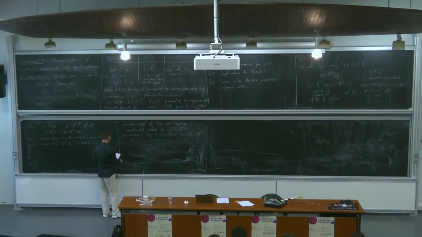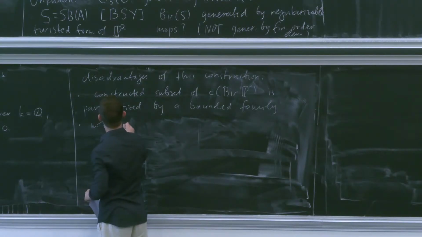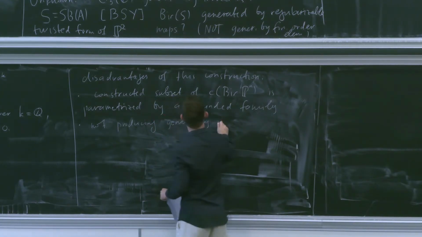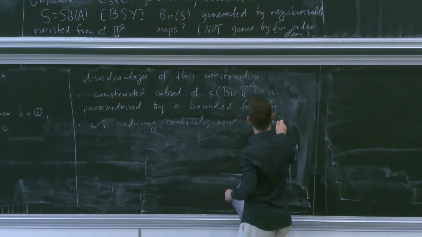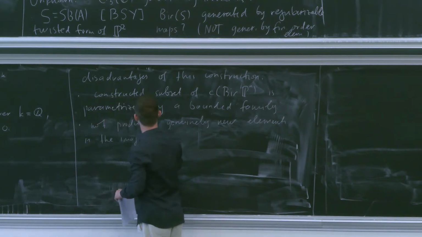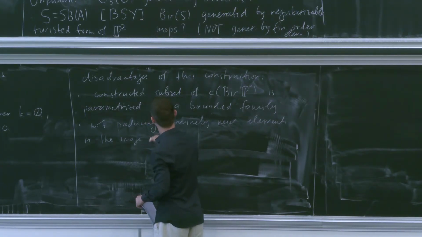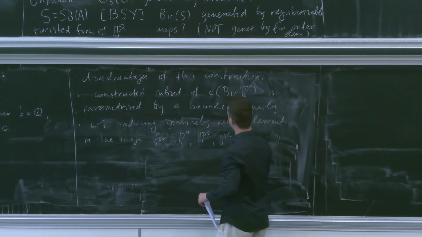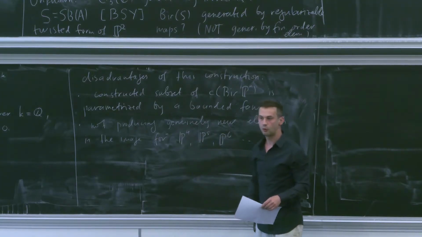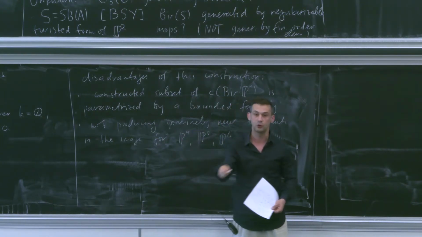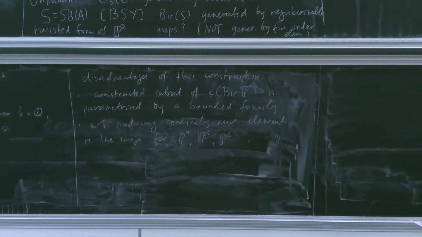And the other thing is that we're not producing genuinely new elements in the image. So if you compare P4, P5, P6, and so on, currently you're getting the same stuff. You're just getting the same K3 surface over and over again. And I'm about to explain a construction which has unbounded image, and for every new Pn, you have something new in the image. And it's interesting for various questions.